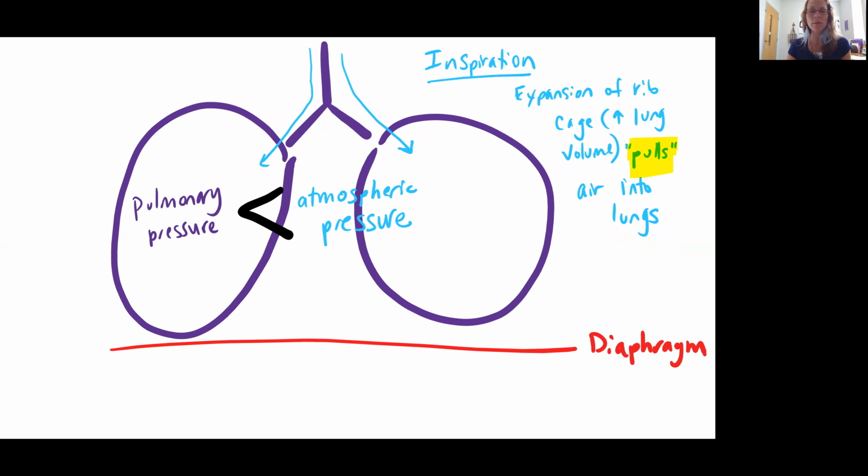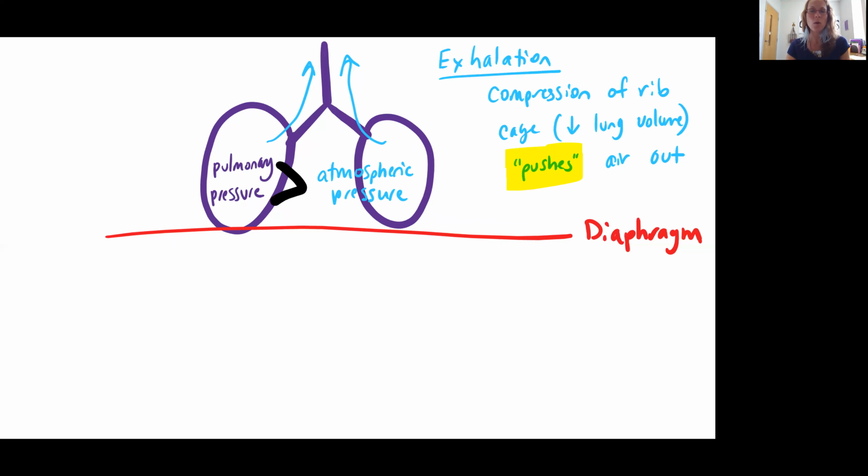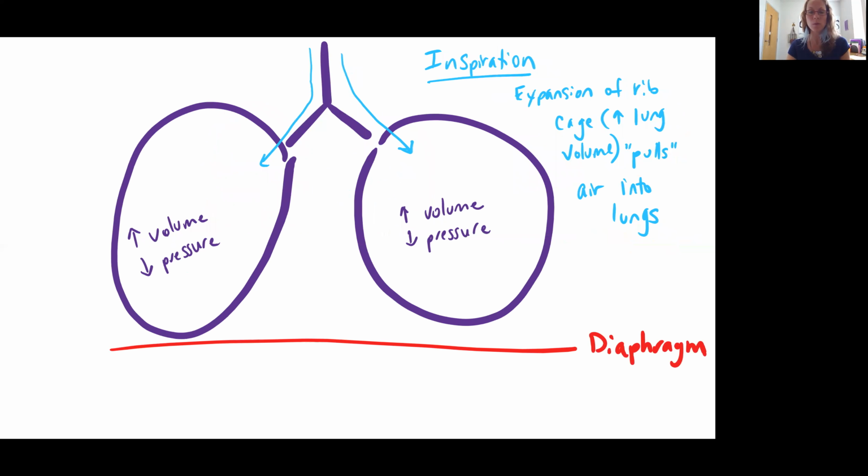Okay, so another way of saying this is in the inspiration, our pulmonary pressure is less than atmospheric pressure, so the air is going to go from the atmosphere into the lungs. Or during exhalation, our pulmonary pressure is greater than our atmospheric pressure, and so the air will leave the lungs and go out to the atmosphere. In each case, we're seeing Boyle's law play a role.